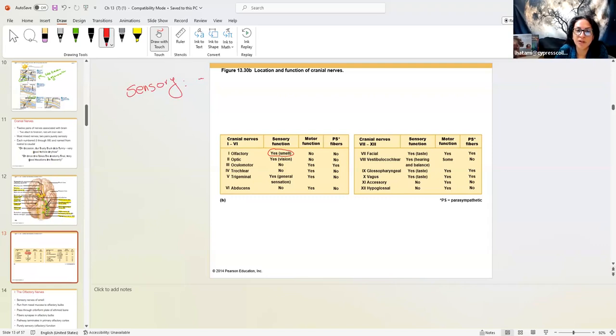So if I want to count the sensory cranial nerves, we have cranial nerve number 1. Then cranial nerve number 2 or optic nerve, we have 1 yes under sensory function, which means that the optic nerve carries the sensory information from our eye to the brain. It's about vision. So let's put cranial nerve number 2 here under the sensory nerves. Then we have the oculomotor nerve or cranial nerve number 3. What does oculo mean? Do you remember? We have the orbicularis oculi muscle.